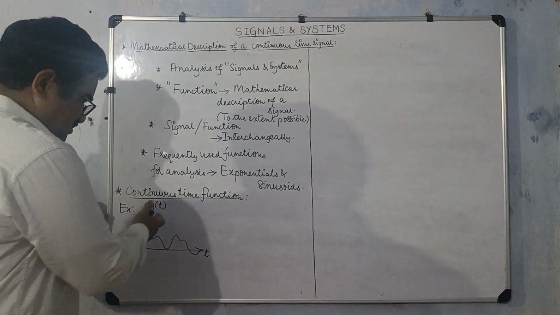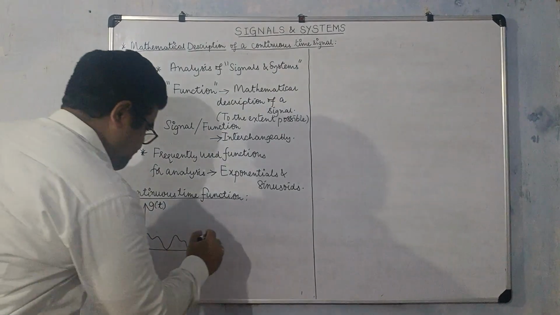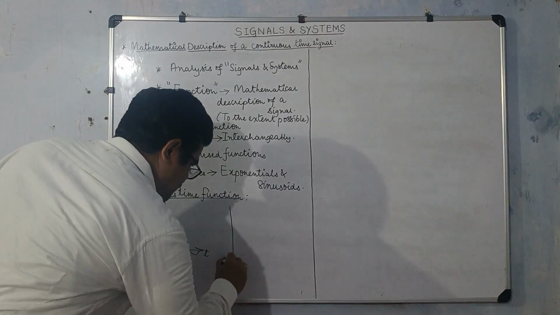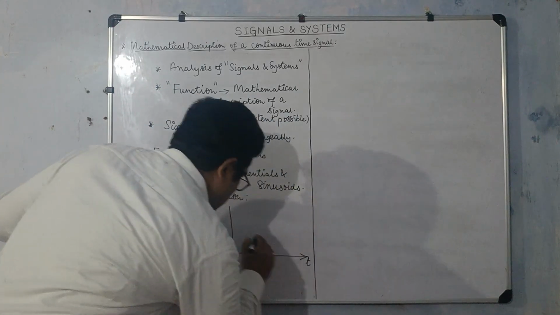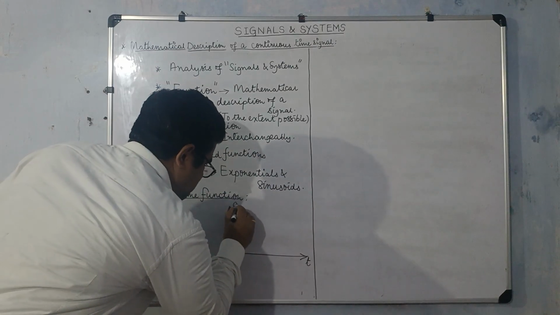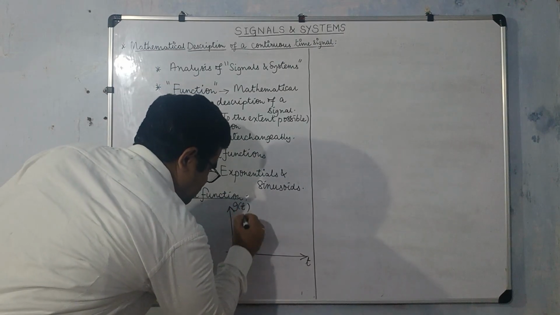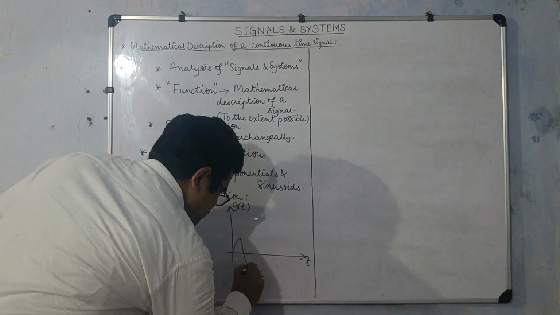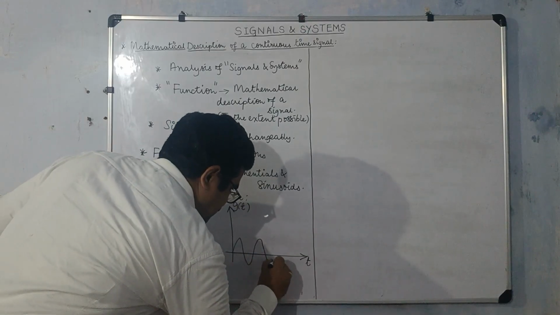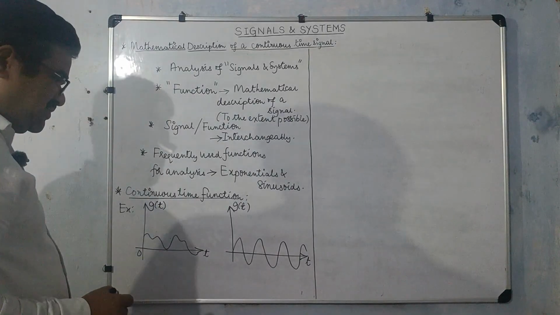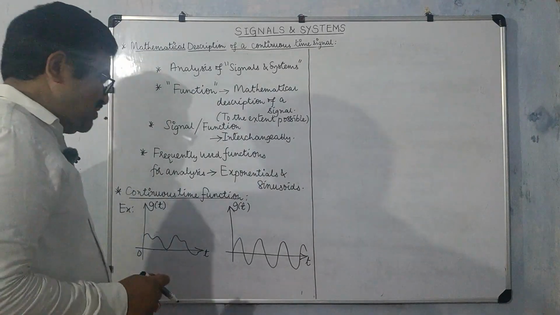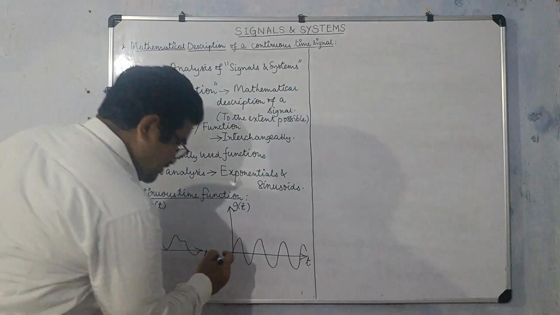Now, this is one example for a continuous time function. Now, we will give one more example for a continuous time function. Let us denote this also with g of t. So this is also a continuous time function, which is changing with respect to time continuously.